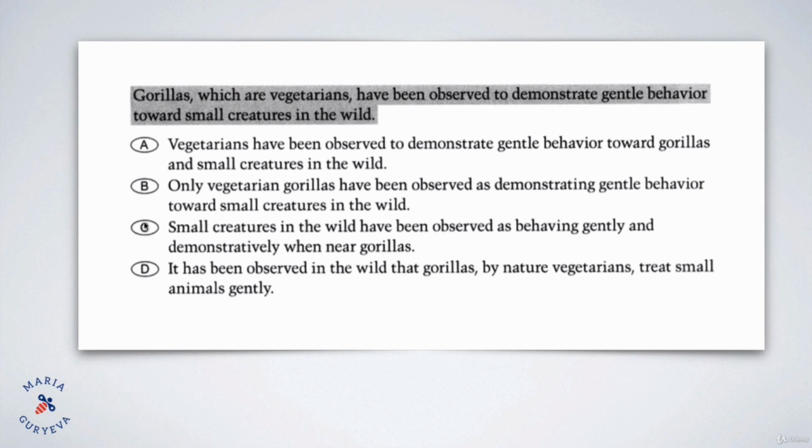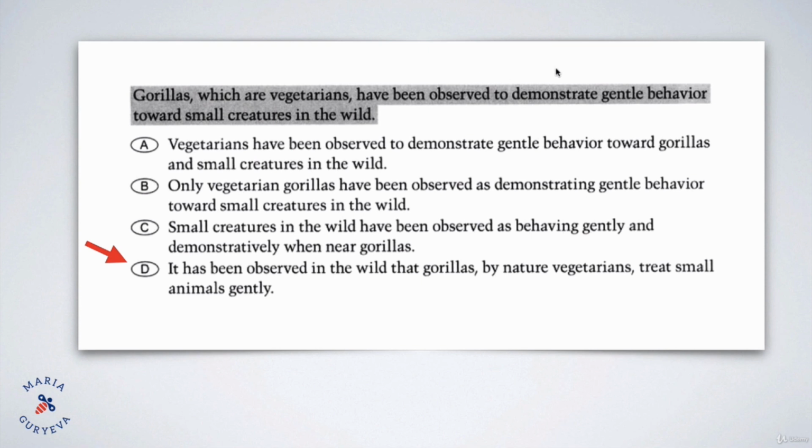So we have these four answer choices, and we need to choose which one will be the best paraphrase of this sentence. So pause this video for a little bit, read the answer choices, pick the one you like the most, and then we will resume. So what do you think is the right answer? This one. It has been observed in the wild that gorillas, by nature vegetarians, and by nature vegetarians is the same as which are vegetarians, treat small animals, and small animals is the same as small creatures, gently, right? Gentle behavior is the same as gently. So this is a perfect paraphrase of this sentence. It paraphrased it very well, and it also didn't make any mistakes.